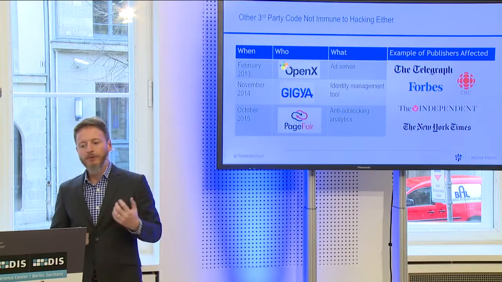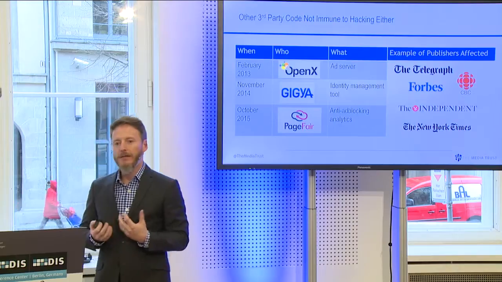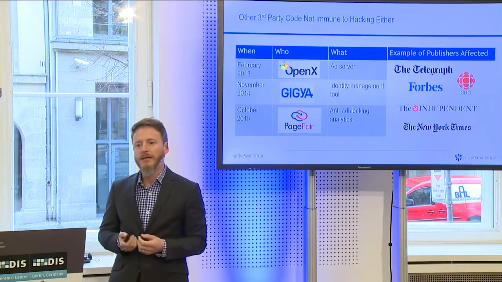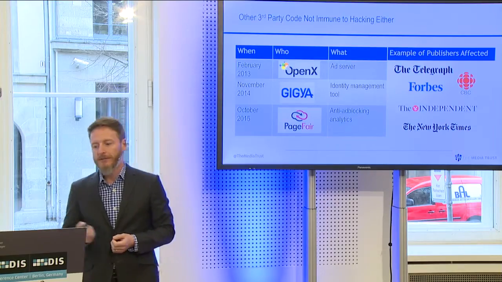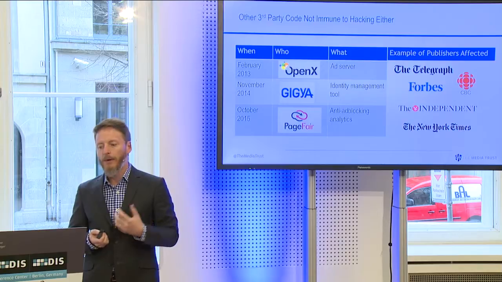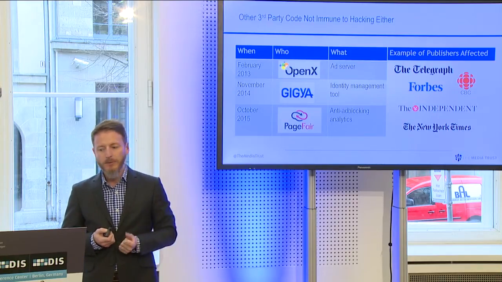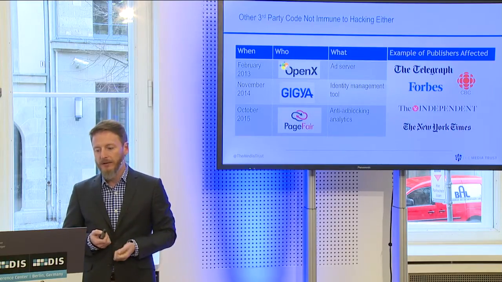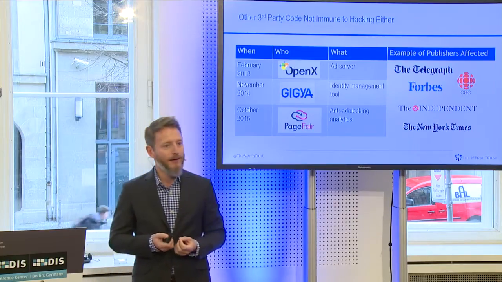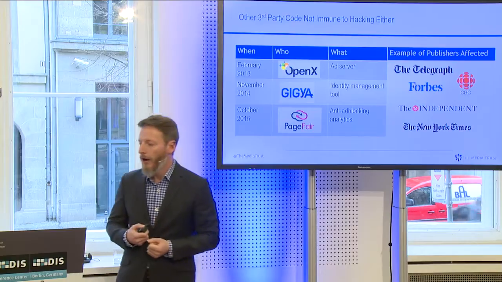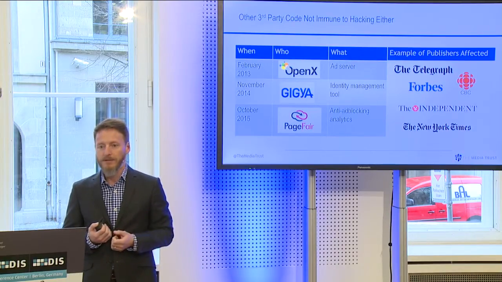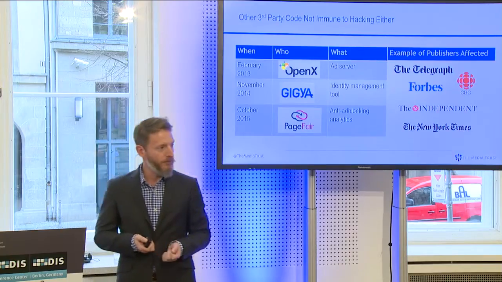So these are some examples we've seen over the years of different types of intrusion methods, and pretty much no one is safe in the ecosystem. The first example is an ad server incident coming in through OpenX. Another is an identity management tool. And more recently, just a few months ago, was through PageFair, which is an ad blocker that enabled malware to get propagated through their system and affected hundreds of publisher sites.